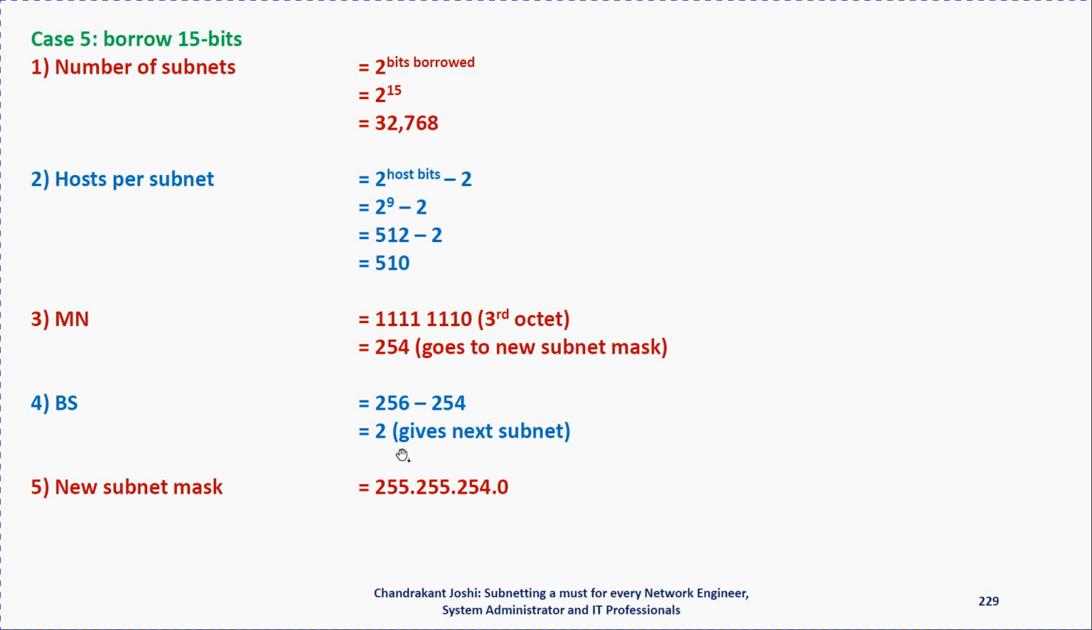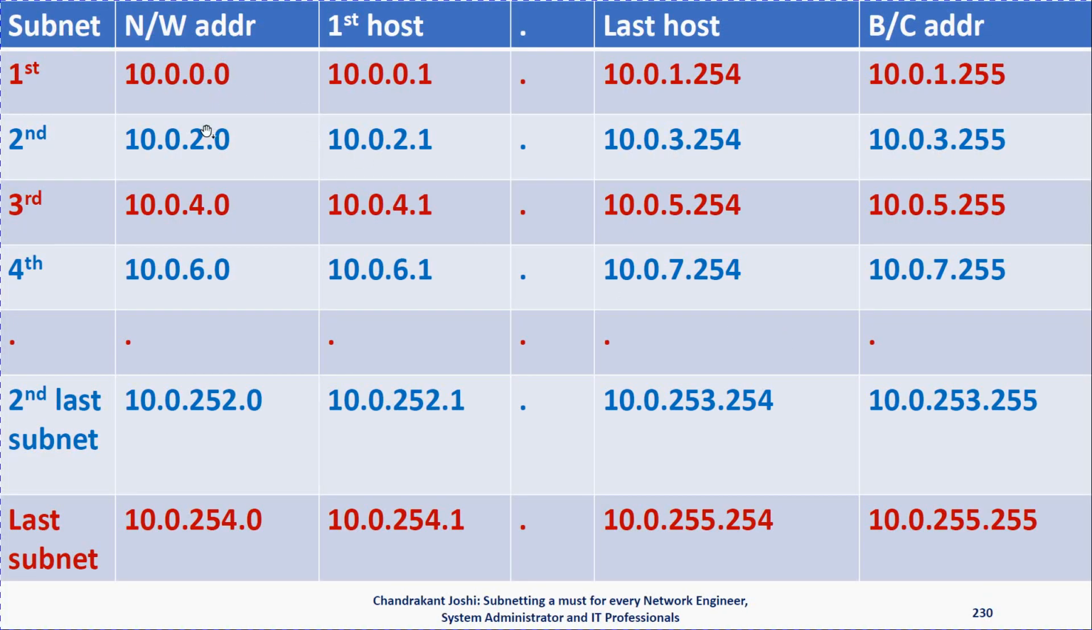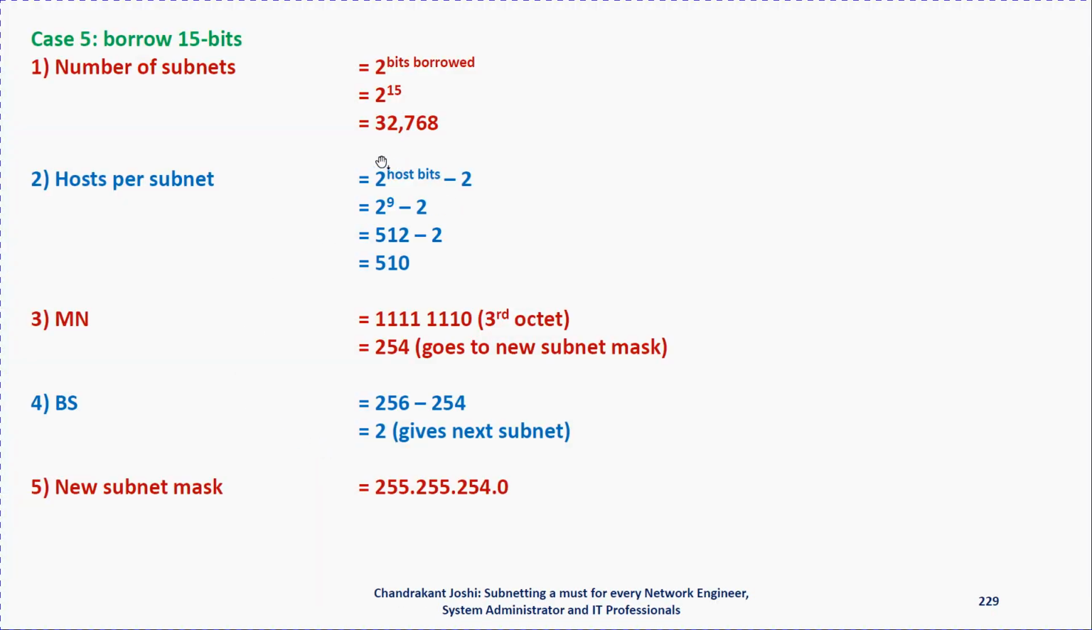The block size is 2, so this gives an incremental value of 2 in the third octet. So in the third octet it will be 0, 2, 4, 6, 8 and so on, all the way to 252, 254. So these are 128 of them.